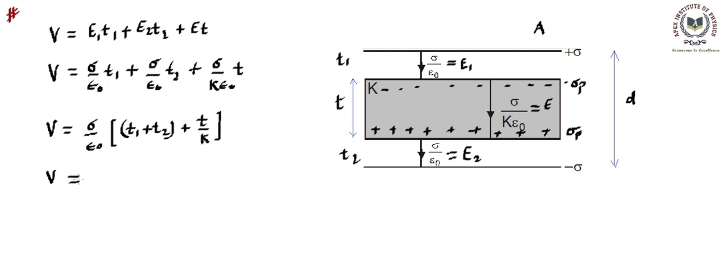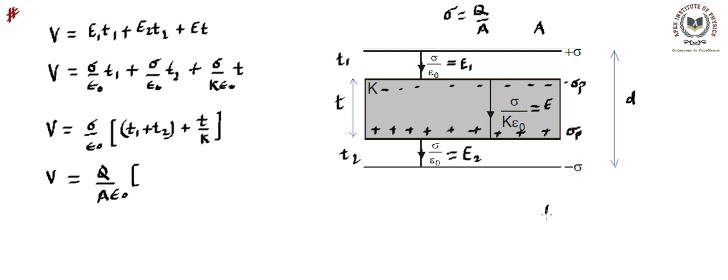If we go one step more, then we can write sigma. Sigma is a charge density, right? So if the plate has a charge Q, we can say sigma is going to be equal to Q, which is the charge on the capacitor, divided by A. So let's replace sigma by Q by A. So this is going to be Q upon A epsilon naught. Within the bracket we are going to get this T1 plus T2.